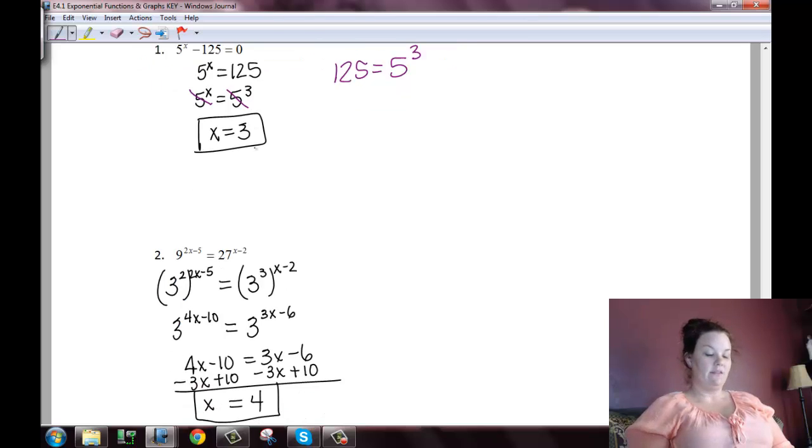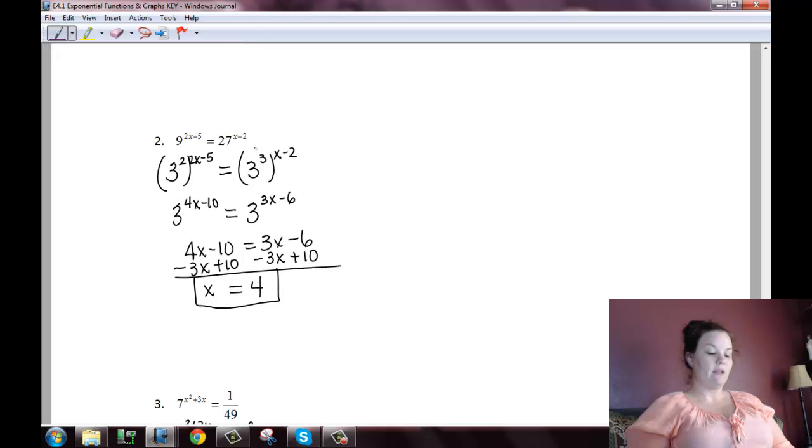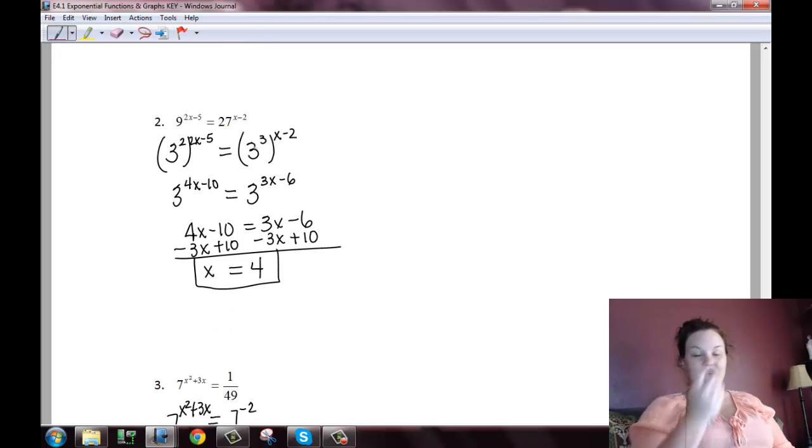On the second one, I'd really like to use 9's. However, 27 is not a power of 9. So I can't use 9 as my common base. I have to use 3. So 9 is the same as 3 squared, and 27 is the same as 3 cubed. So I just replace that, and then I have to multiply my exponents. So 3 squared raised to the power that was already there, so 2x plus 5.